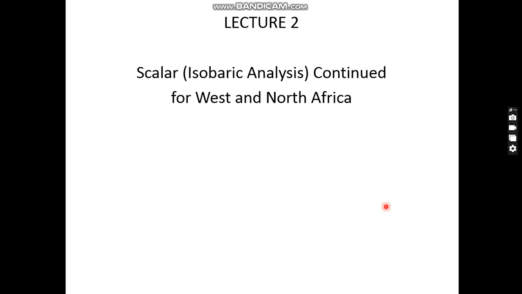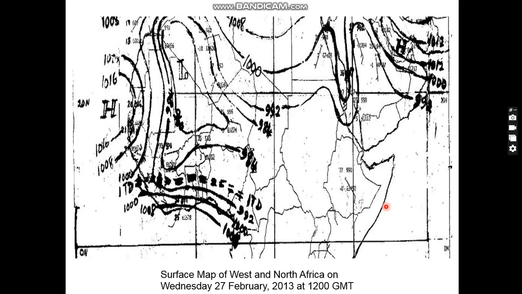Hi, good day. This is the second lecture on scalar isobaric analysis continued for West and North Africa. This is the map from which it is cropped for North and West Africa, so that the map can be enhanced for us to see values of the stations properly. And this is the map that has been cropped for West and North Africa from the main map.